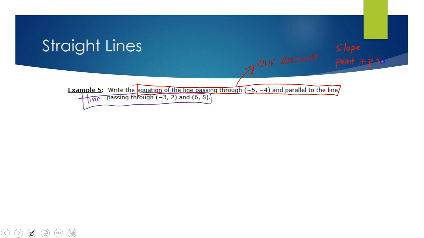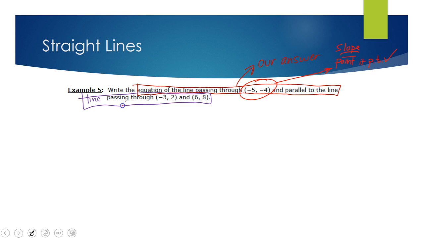I'll just say it passes through PT. Well, I have the point it passes through. That checks. I need the slope. Well, since I know it's parallel to the line that's passing through those two other points, I know it's going to have the same slope as the other line given here. So if I find the slope of that line, I'll have the slope of my line.